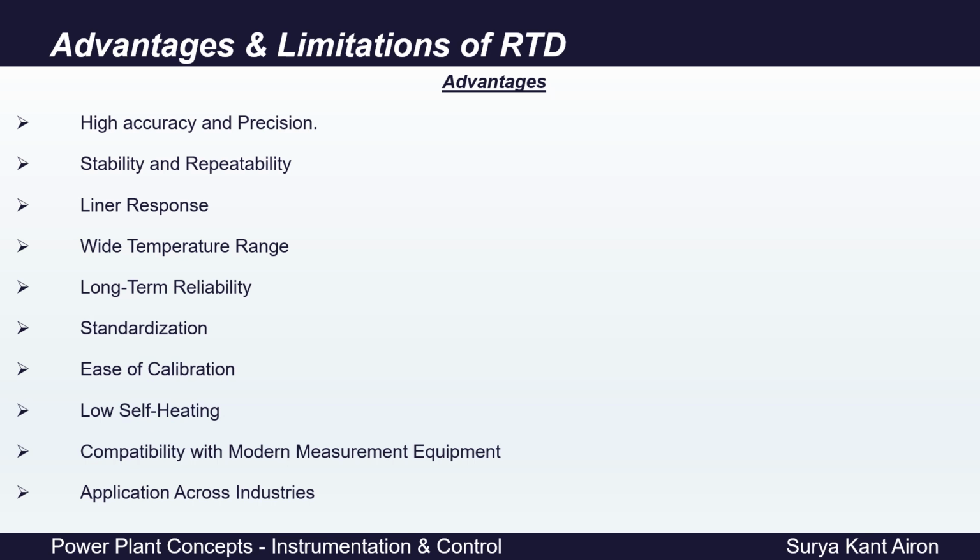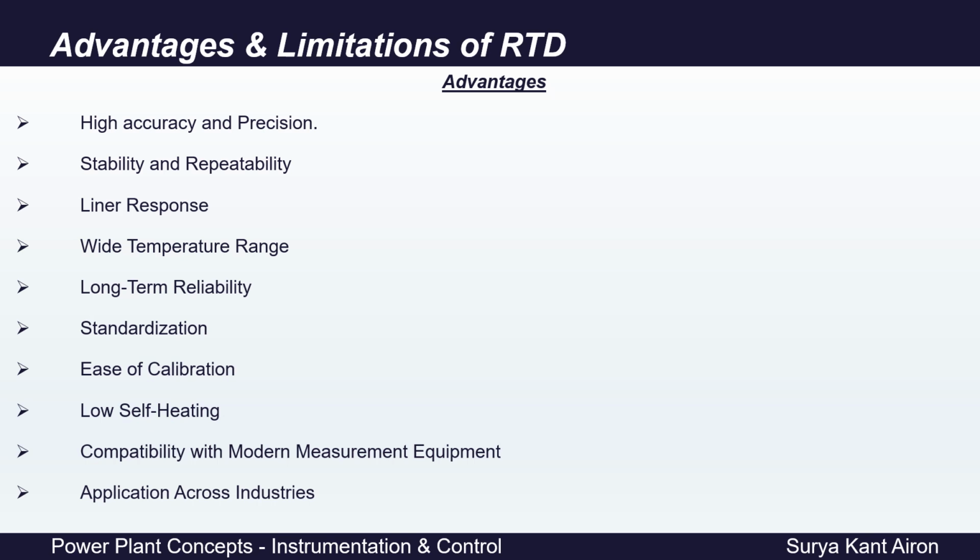Next advantage is their compatibility with modern measurement equipment. RTDs can be easily interfaced with modern measurement and control systems. Their electrical characteristics make them compatible with a variety of instruments and controlling devices. And last but not the least, RTDs have the advantage that they have application across industries. RTDs find application in diverse industries including aerospace, automotive, chemical processing, pharmaceutical, and many more. This versatility makes them suitable for various temperature sensitive processes and systems.